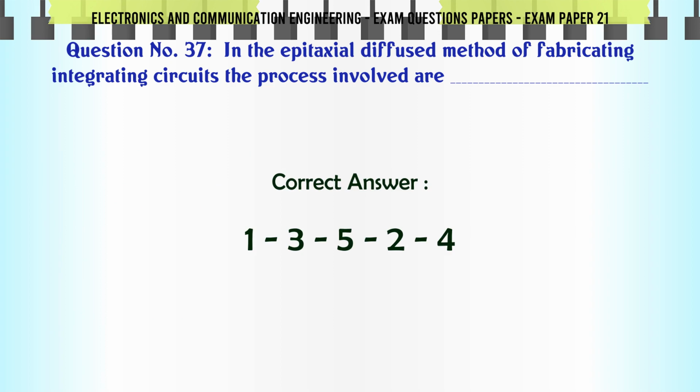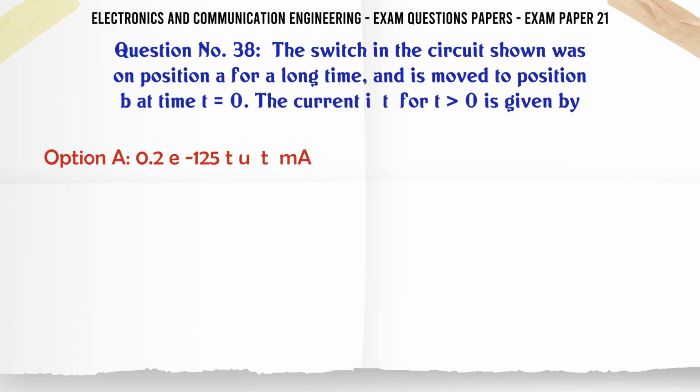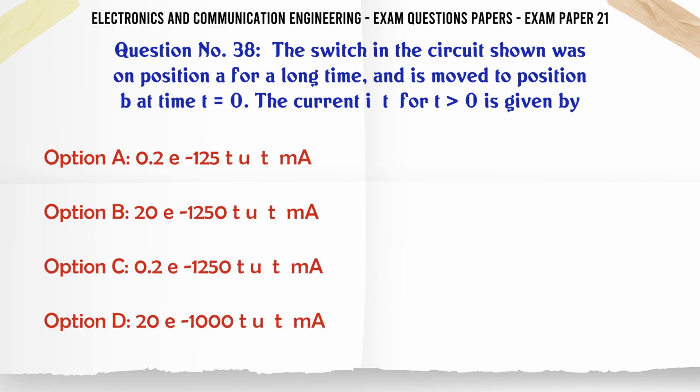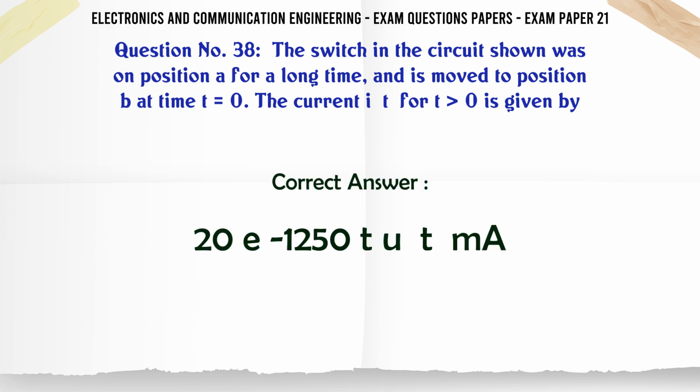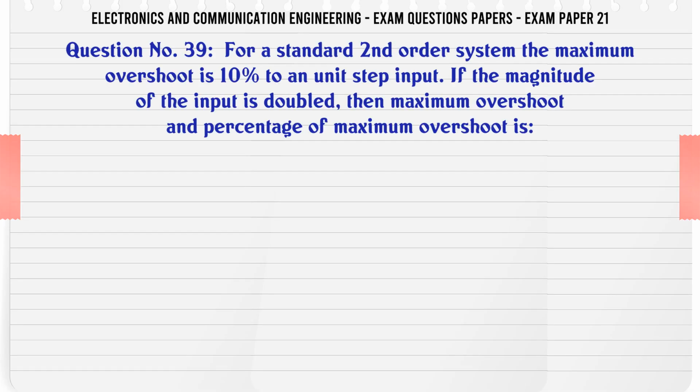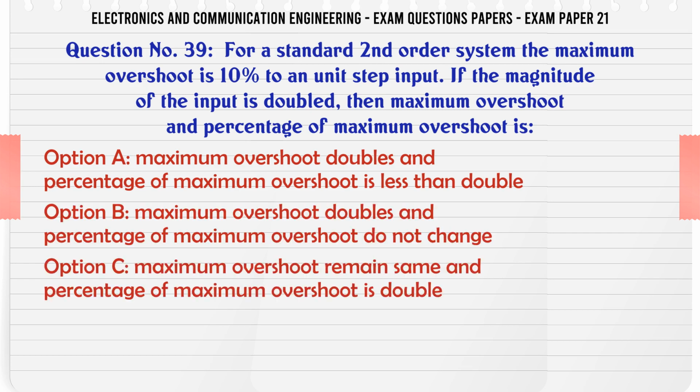1 3 5 2 4. The switch in the circuit shown was in position A for a long time and is moved to position B at time t0. The current i(t) for t > 0 is given by: A, 0.2 e^(-1250t) mA; B, 20 e^(-1250t) mA; C, 0.2 e^(-1250t) mA; D, 20 e^(-1000t) mA. The correct answer is 20 e^(-1250t) mA.